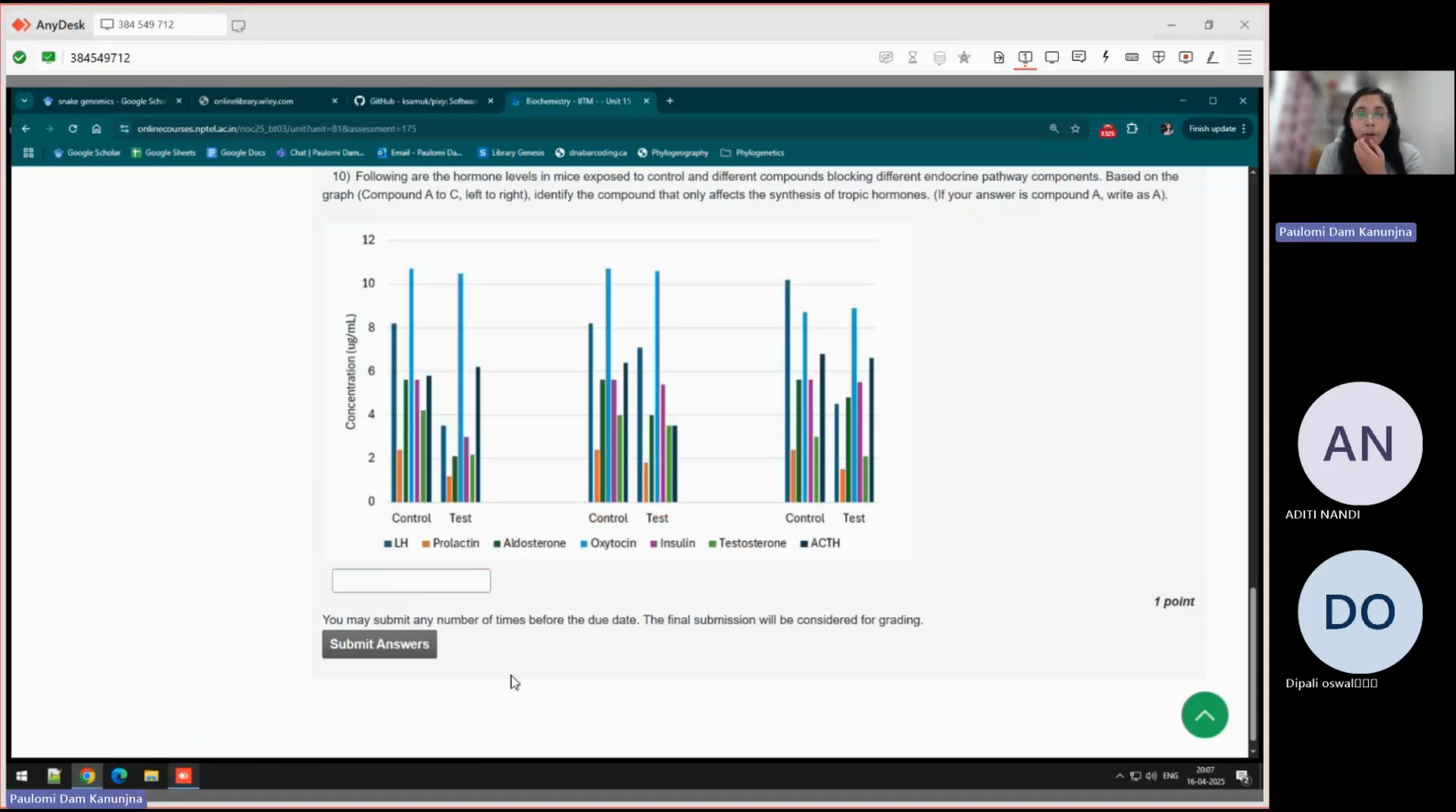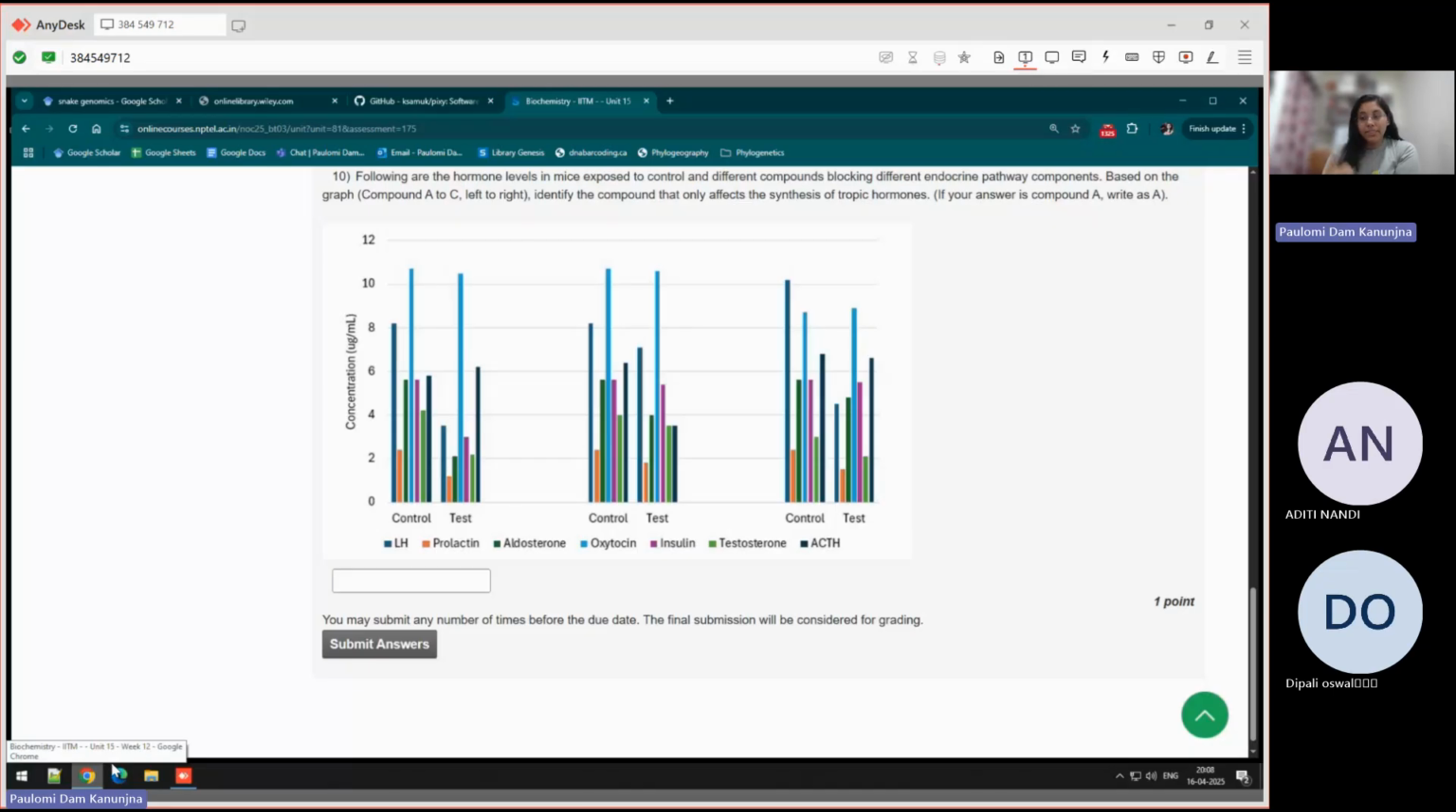So the question says, following are the hormone levels in mice exposed to control and different compounds blocking different endocrine pathway components. Now, based on the graph, identify the component that only affects the synthesis of tropic hormones. So what you need to know here is what a tropic hormone is. Remember it from our yesterday's discussion.